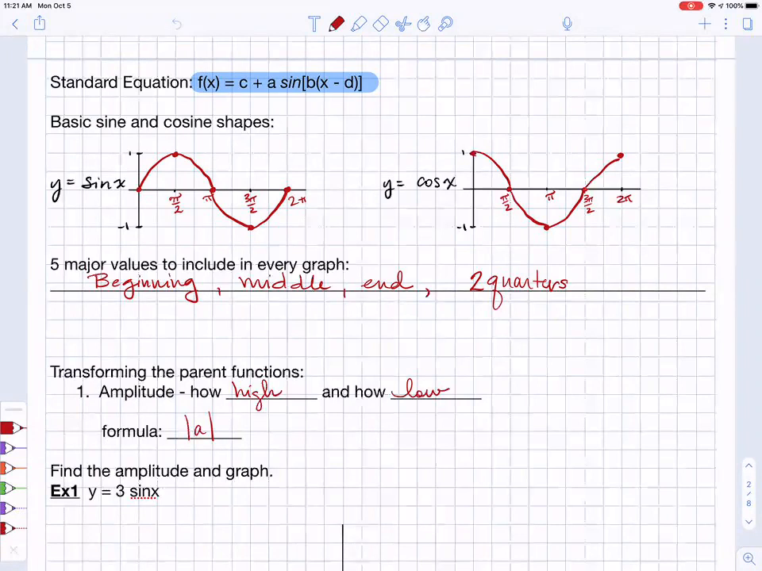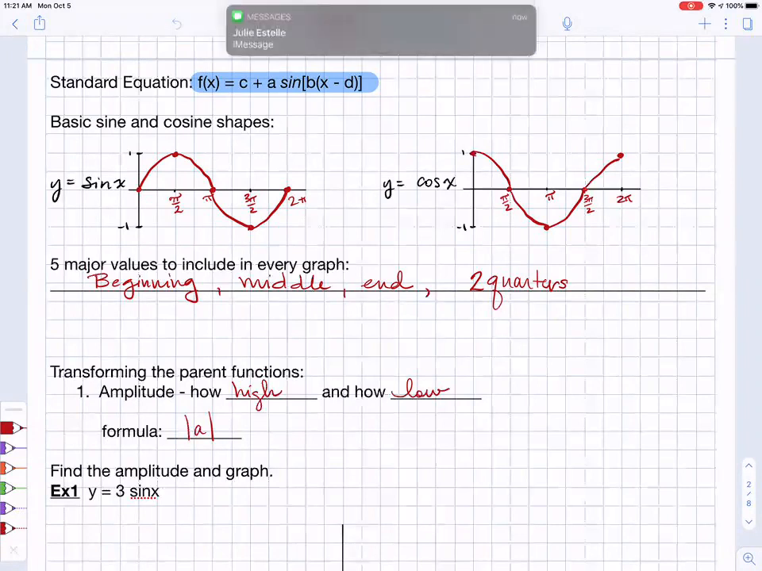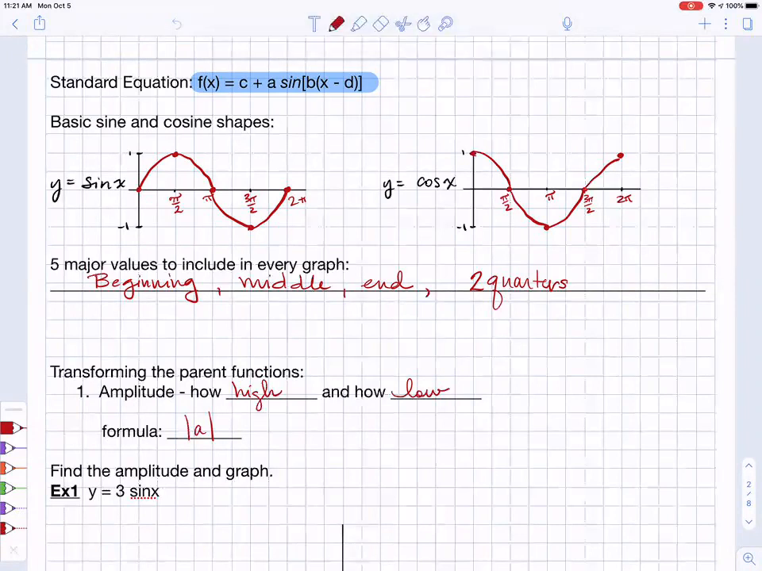How about the cosine parent? Look at the beginning and the ending of the cosine parent. What do you see there? Don't they both have the exact same y value? It starts at a maximum and it ends at a maximum, okay? And so that's how it's going to be with sines and cosines.